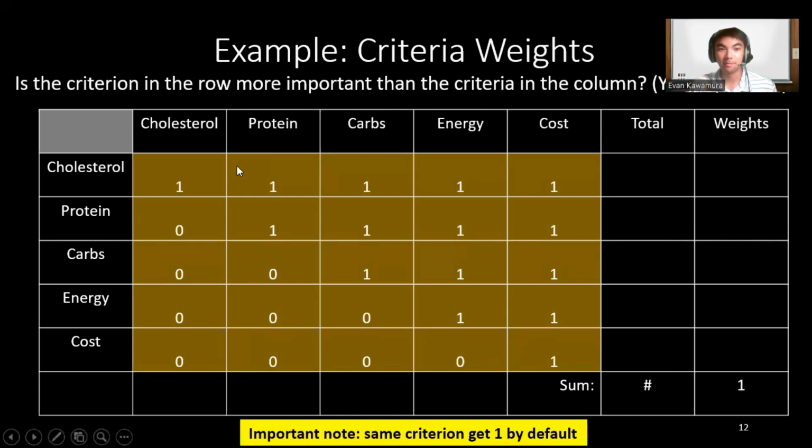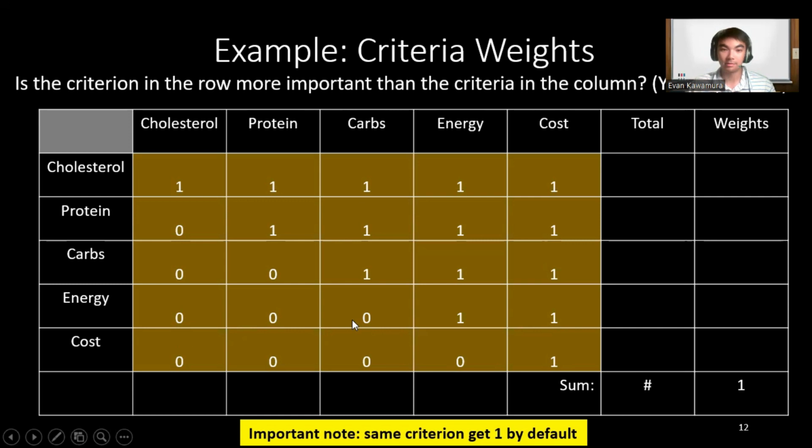Then you might say, is cholesterol more important than protein? In terms of a healthy burger, we would probably say yes, we want low cholesterol. Is cholesterol more important than carbs? In terms of healthy burgers, we probably want lower cholesterol, so we'll say 1. Is cholesterol more important than energy? The answer again is yes, 1. Is cholesterol more important than cost? Probably, so we'll say 1. You repeat the same process for protein, carbs, energy, and cost.